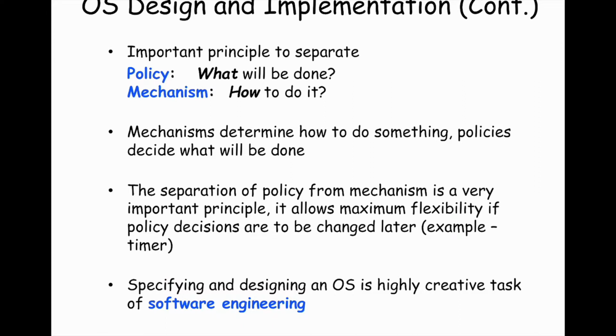All right, so mechanism determines how to do something. Policies describe what is to be done. And the separation between the two is very important because it allows your system to be flexible, right? You can upgrade your implementation for things. Okay? Any questions about this?